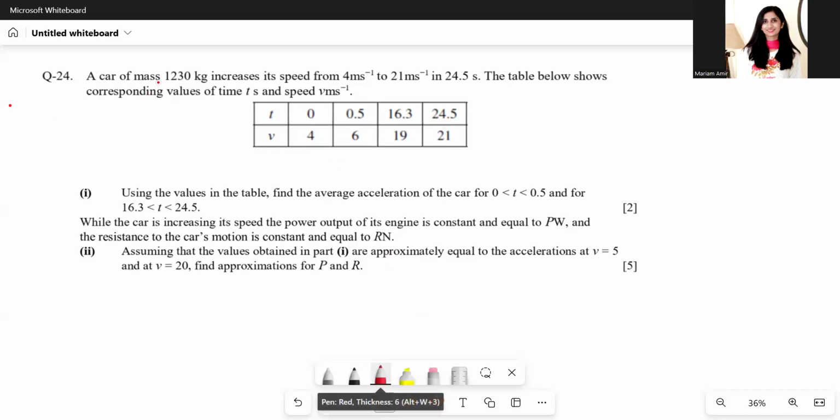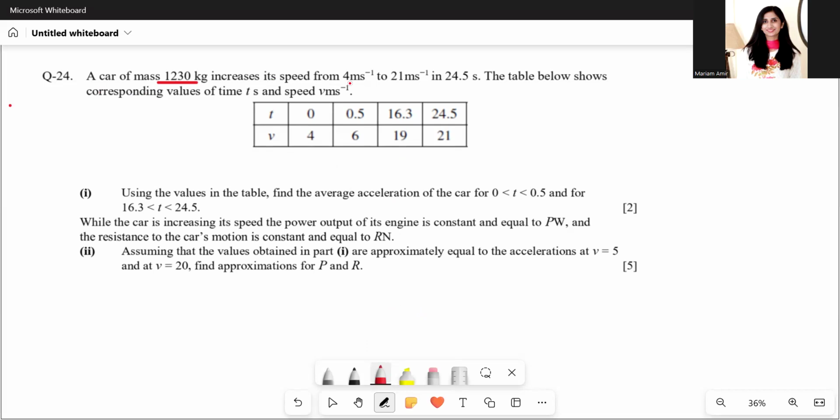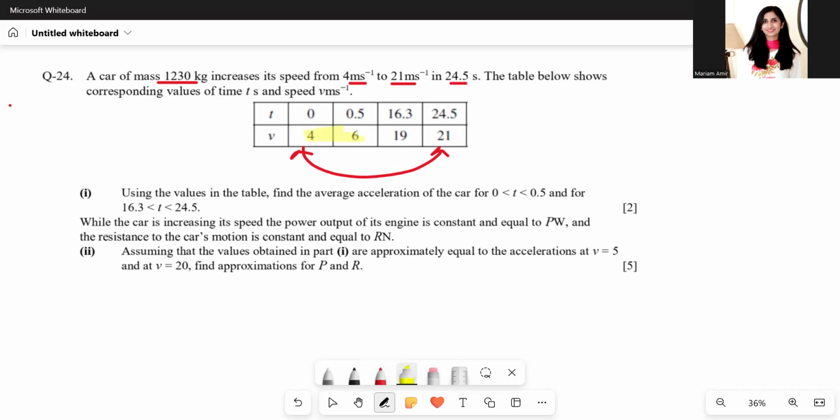A car of mass 1230 kg increases its speed from 4 meters per second to 21 meters per second in 24.5 seconds. So they've explained this. The table below shows corresponding values of t and speed v. Using the values in the table, find the average acceleration of the car from 0 till 5.5. Okay, let's find the acceleration here.